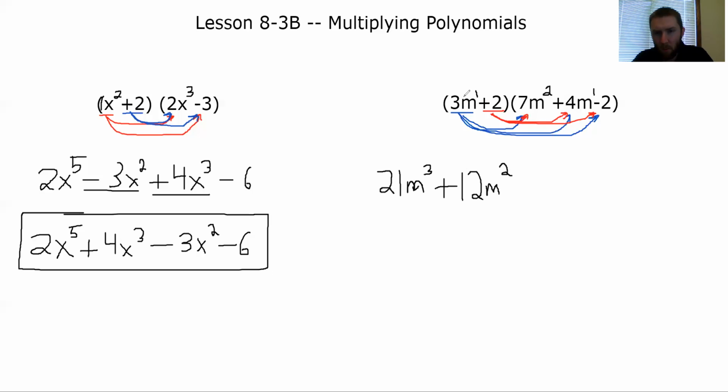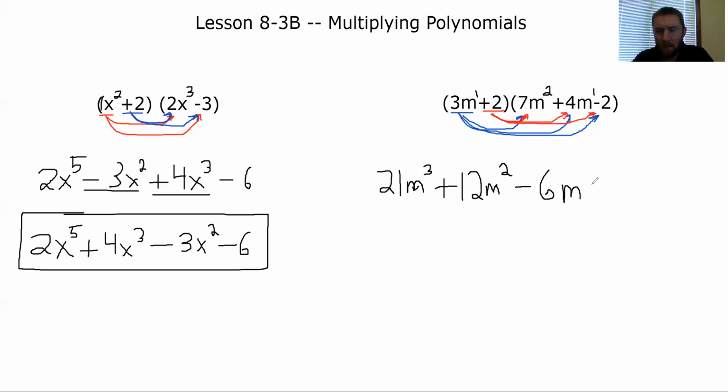The last for the 3m, I'm going to multiply that by this minus 2 at the end. A positive 3 times a minus 2 is going to give me a minus 6. Okay, and then it's just going to have a regular old m on it because there were no m's on the 2 to do anything with that. Okay, so now I've distributed the 3m to all 3 of the pieces in the other set of parentheses. I'm going to do the same thing with the plus 2. So I take the plus 2, I multiply that by 7m squared.